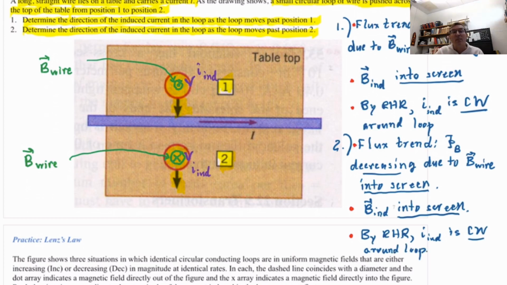Okay? I really recommend you go through this three-step process. Find the flux trend in terms of how it's changing. Use that to figure out which way your B induced is, and then just use the right-hand rule to see which way the I induced has to be, because it has to go with the B induced.